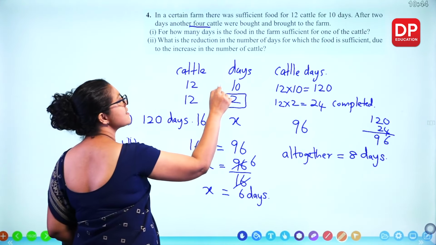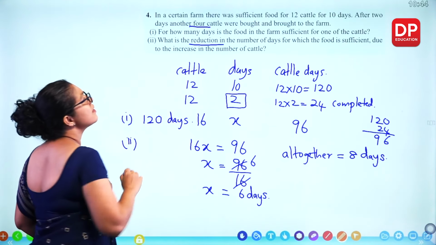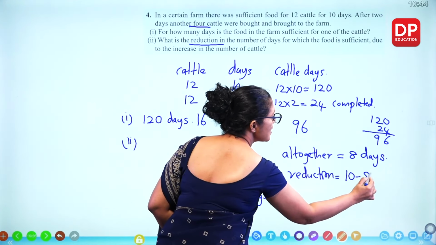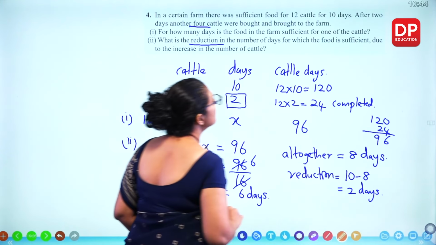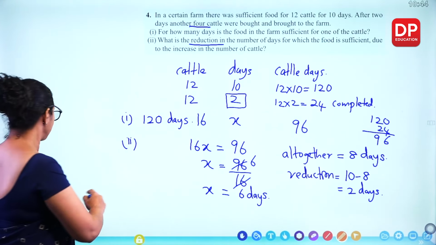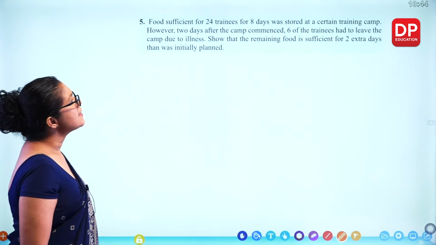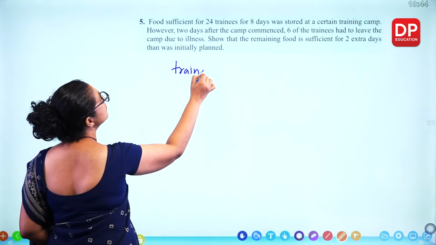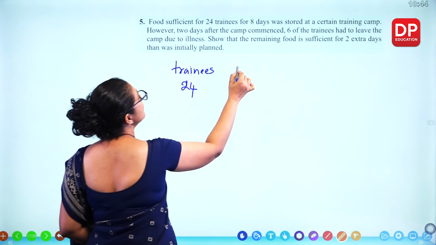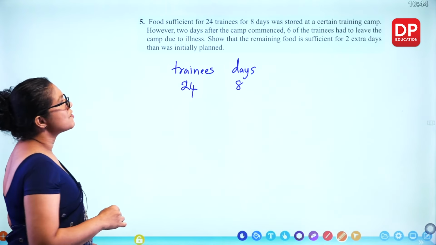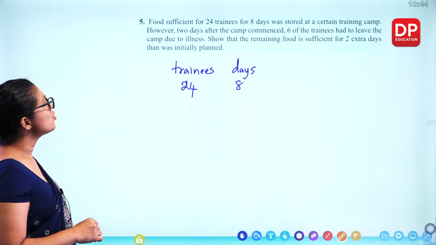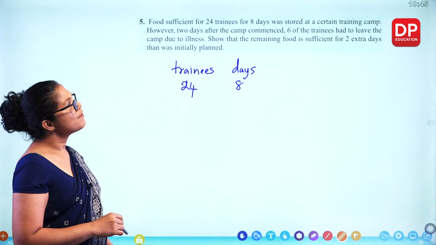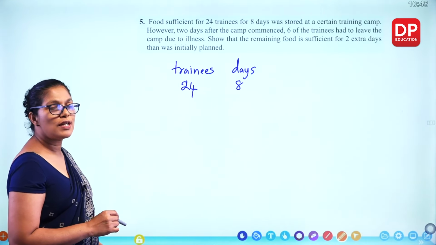But earlier 10 days. So what's the reduction of the number? Reduction is 10 minus 8. That means 2 days for the second part. Now we'll look at 5th question. It says food sufficient for 24 trainees for 8 days was stored at a certain training camp. However, 2 days after the camp commenced, 6 of the trainees had to leave the camp due to illness. Show that the remaining food is sufficient for 2 extra days than was initially planned.